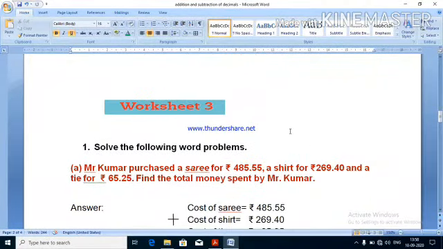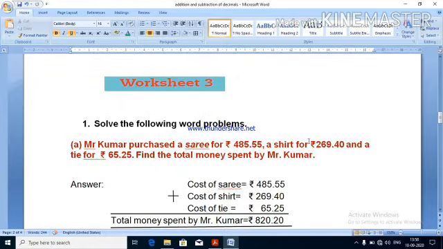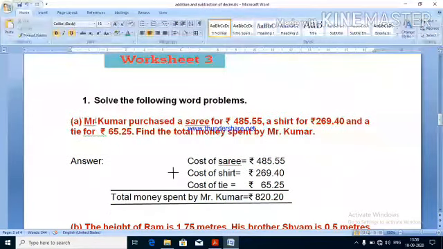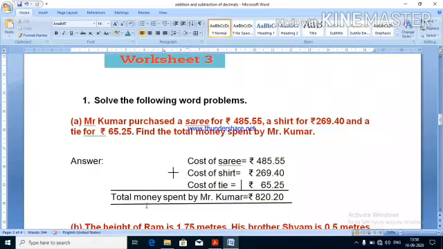Also in worksheet 3 you have to write the statement and arrange it in the column method like this. There are some examples which are taken from your worksheet 3. Solve the following word problems. Mr. Kumar purchased a sari for rupees 485.55, a shirt for rupees 269.40 and a tie for rupees 65.25. All the terms are arranged in a column. Cost of sari is this, cost of shirt is this, cost of tie is 65.25. Now we have to find the total money.